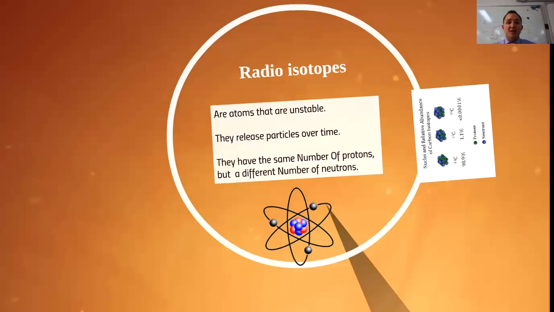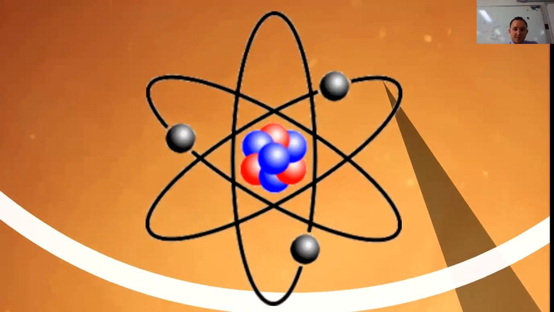Most elements and most atoms are actually stable, but some, including the nuclear atoms, are not stable. We'd say they are unstable. They're also known as radioisotopes. The reason they're known as isotopes is because they have the same number of protons, remember, the protons are in the middle, and a different number of neutrons. So if the protons were the blue, the neutrons would be the red. And those are known as radioisotopes.